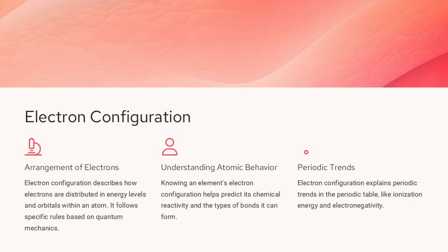Electron configuration describes how electrons are distributed within an atom, following specific rules based on quantum mechanics. Understanding an element's electron configuration helps predict its chemical reactivity and the types of bonds it can form. Electron configuration also explains periodic trends in the periodic table, like ionization energy and electronegativity. This is a foundational concept in chemistry that is crucial for understanding atomic behavior and chemical bonding.